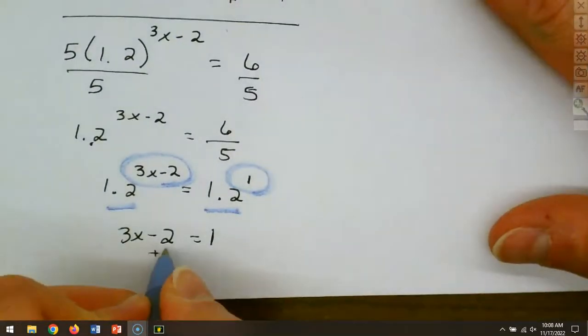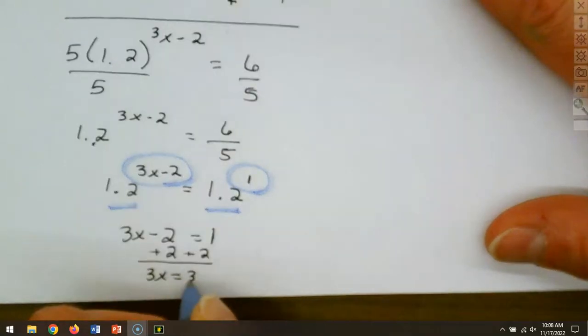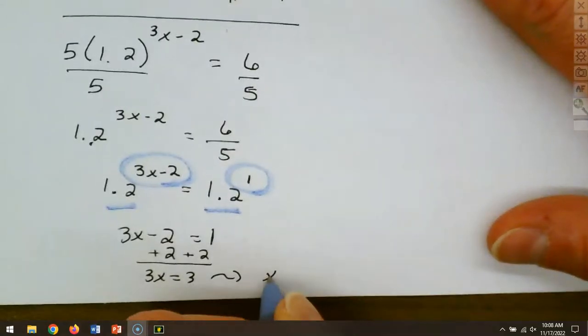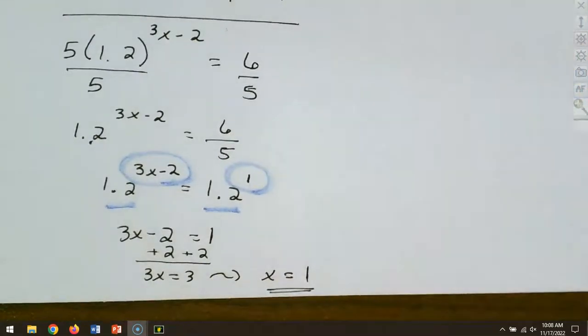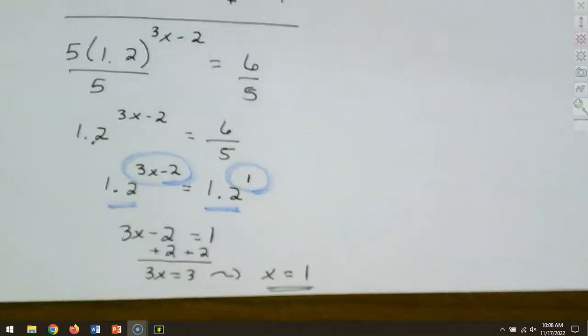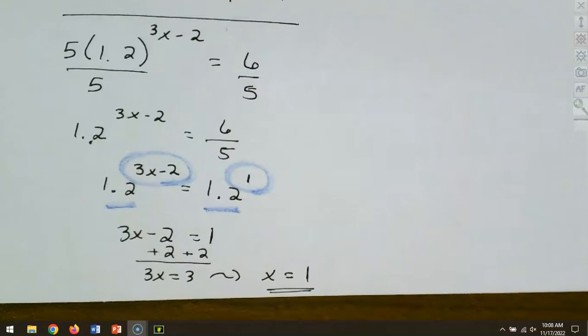So we'll just add our 2. So 3x equals 3. So then that gives me x equals 1. Easy enough. And they all are a little bit different, but it's just a matter of working with these different bases and trying to find out what might work in each particular situation.